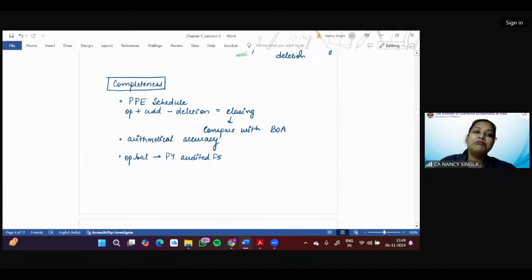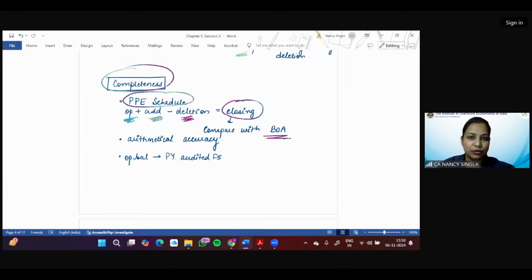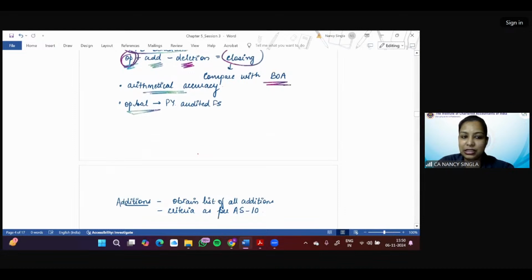Now with respect to completeness, the auditor will obtain what? The PPE schedule from the client. What is the opening, the addition and the deletion? And then the PPE schedule is going to have that closing figure. He'll compare it with the books of accounts, the amount that is coming there. He'll check for the arithmetical accuracy. And with respect to the opening balance, he will check it from the previous year audited financial statement.